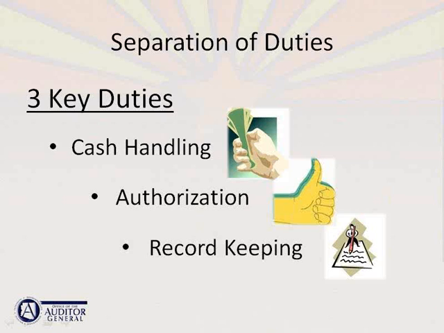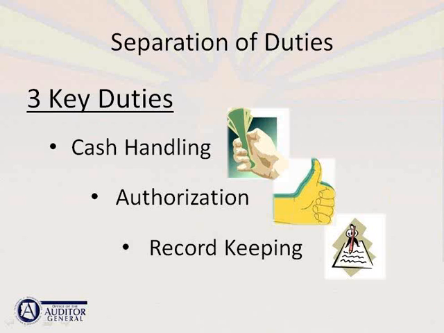While the procedures in the USFR and those that we review in the webinar today illustrate proper separation of responsibilities among employees, we wanted to take a minute here to point out 3 key types of duties that shouldn't be assigned to just one person. Those duties are cash handling, authorization, and record keeping.